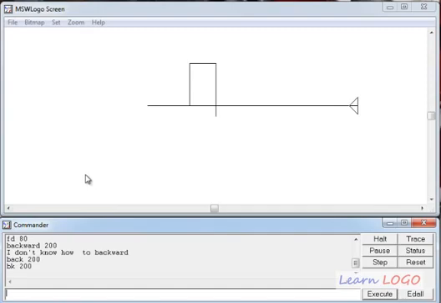In next video, we are going to use how to set the pen size or the color of the pen using commands, and then using different colors, we are going to draw few pictures, right?